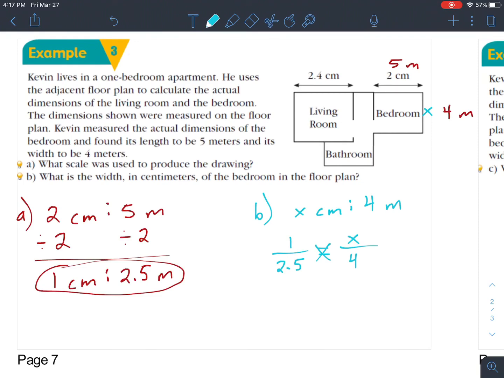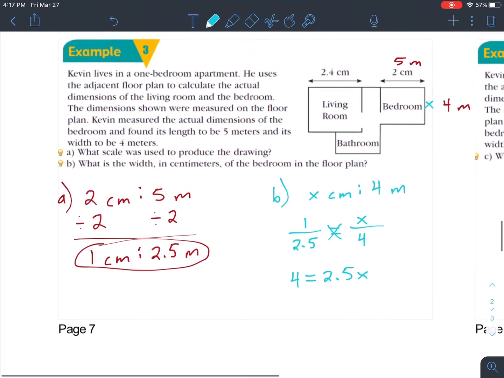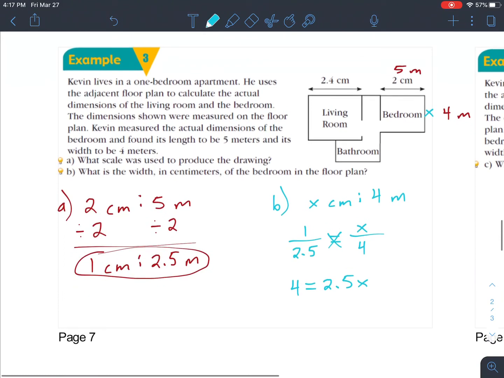Over on the left side, 4 times 1 is going to get us 4. On the right side, 2.5 times x is going to be 2.5x. And I'm thinking I might want to take that 2.5 and turn it back into 5 over 2. So that's what I'm going to do. That's going to help us solve this, because then I can multiply both sides by 2/5. Or some of you would have said divide by 5/2. That also would be the same thing.